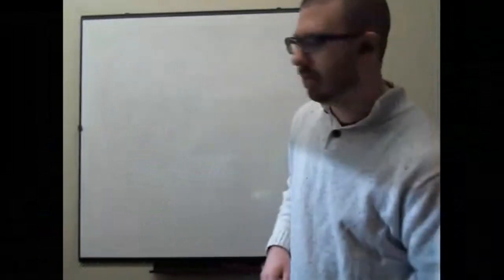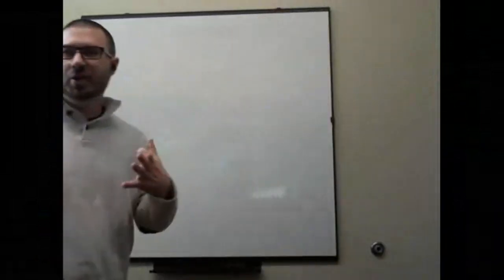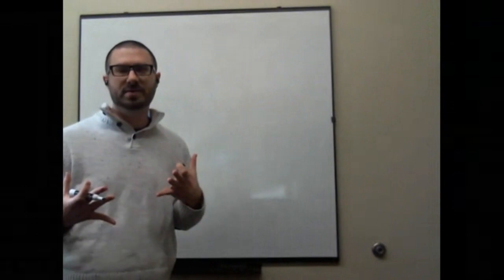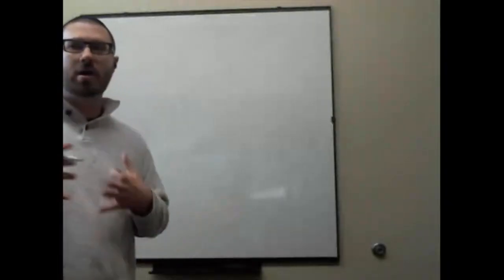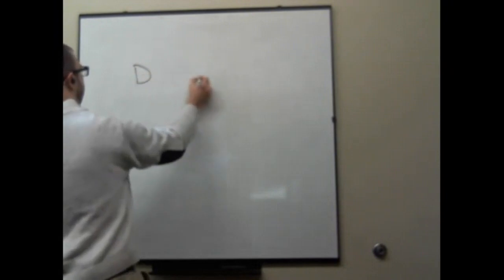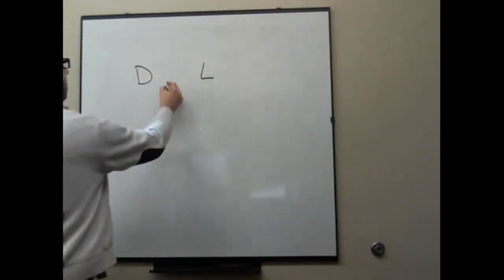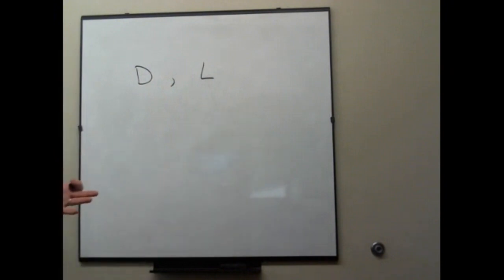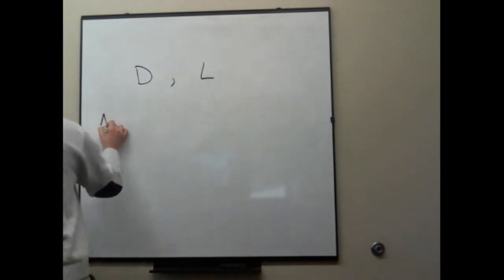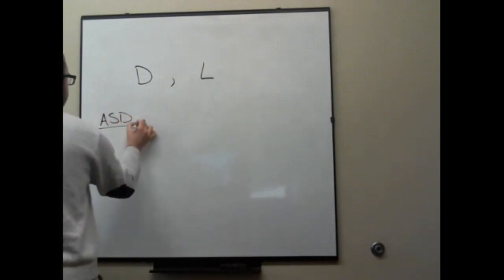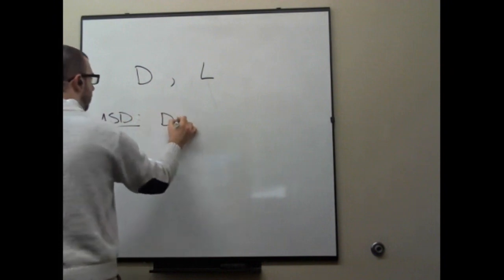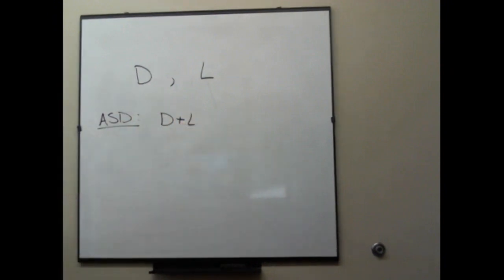Okay, so two of the most common types of loads that structures experience are dead loads and live loads. Okay, so dead load and live load. Now, let's say I have a beam, and those are the two loads that are present on it. What ASD would do is it would just say the load you need to consider is dead plus live. You just add them up, okay?